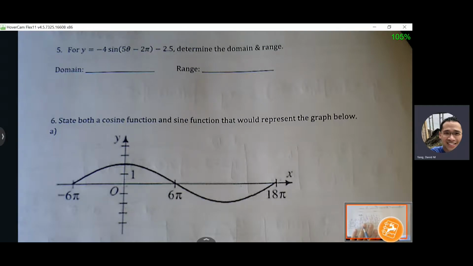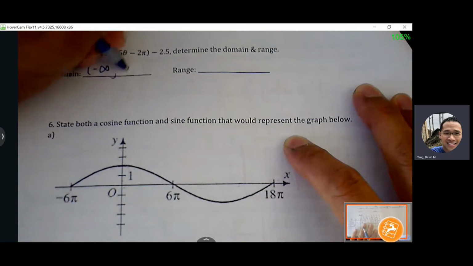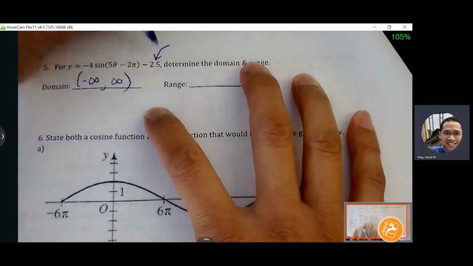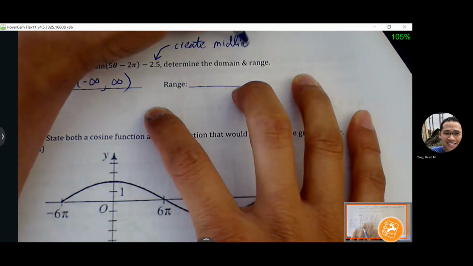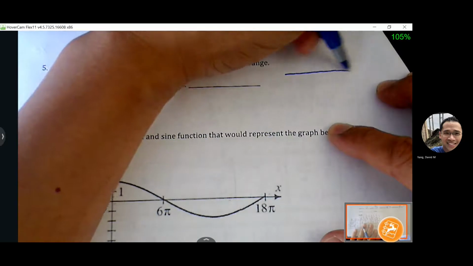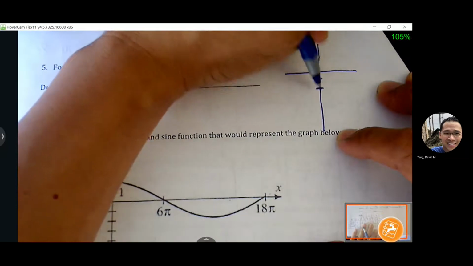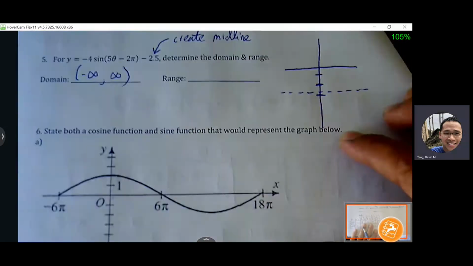But the only thing you need for your range is you want to look at your A value and you want to look at your D value. So here's a shortcut. You know what the domain is, so you can fill that in without doing any work. The range is do this, okay? You're going to create your midline, which is that negative 2.5.